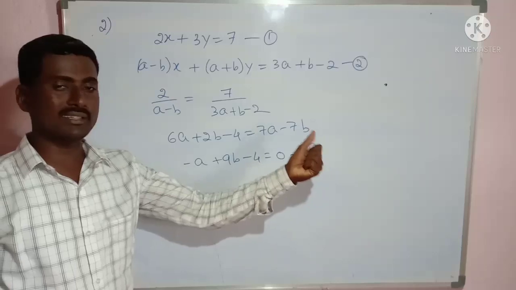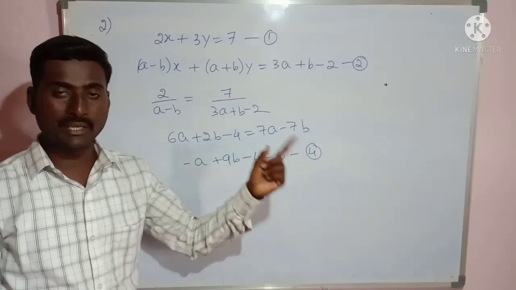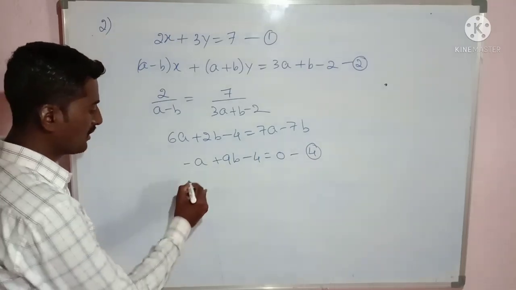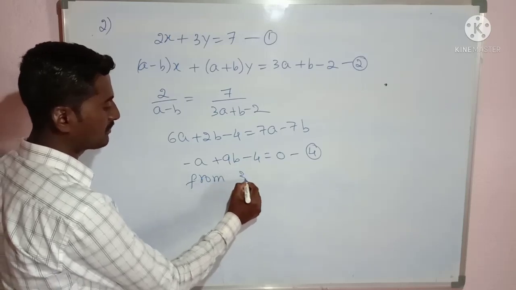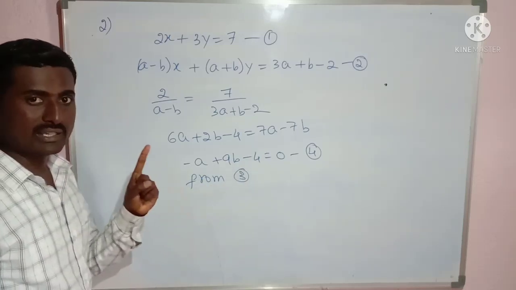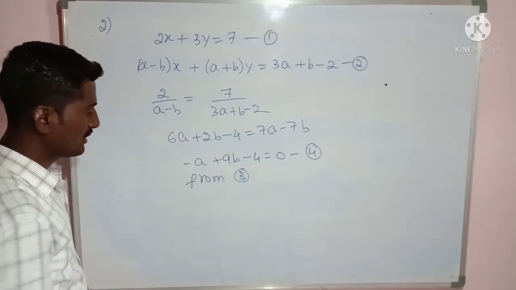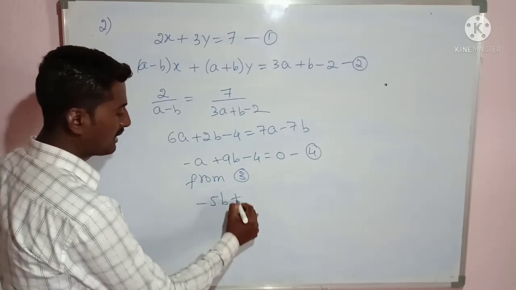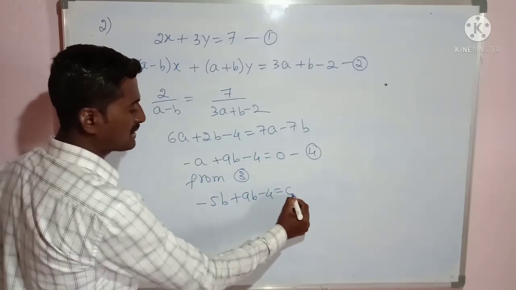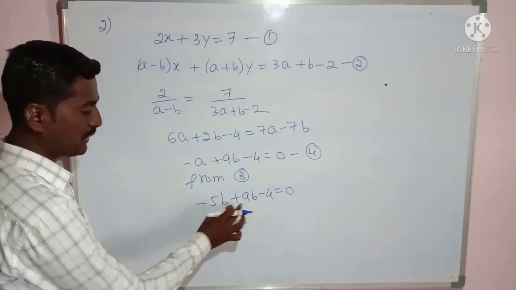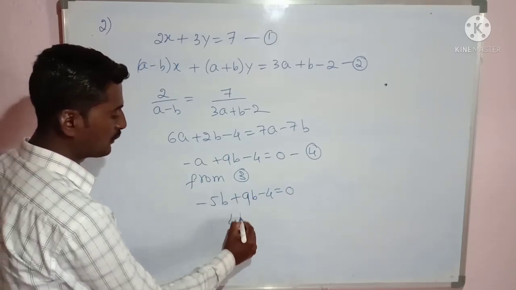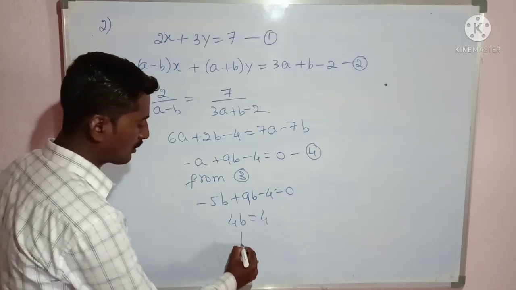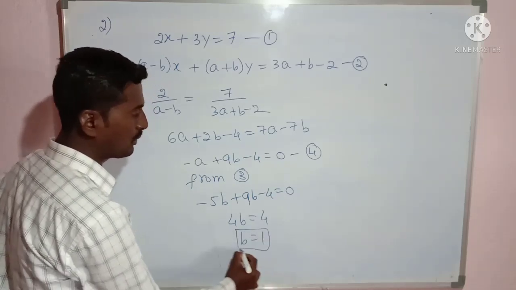Now already we got the relation a equal to 5b. By using that third equation, I will substitute that a value in this equation number 4 from equation number 3. Equation number 3, a equal to 5b we got. So minus a is there. A is nothing but 5b I can write. Plus 9b minus 4 is equal to 0. Minus 5b plus 9b, that is plus 4b. Now I'll take this to the right side. It will become plus 4. So b equal to how much? 4 divided by 4. B value is 1.